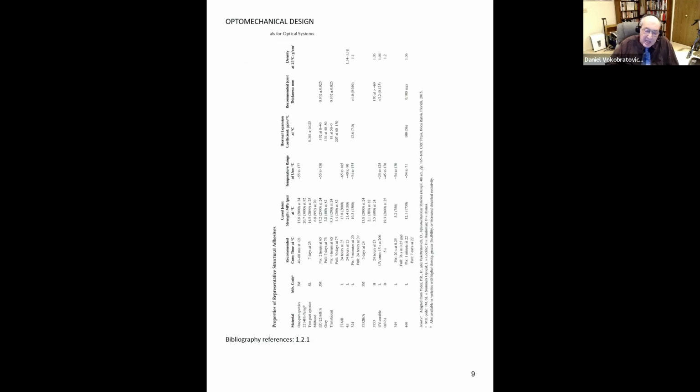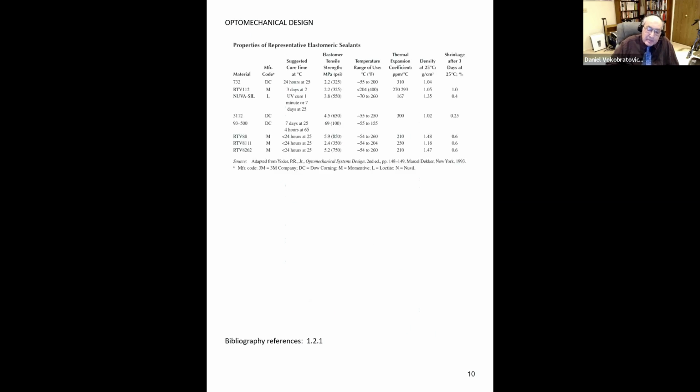is just a brief table of the different types of adhesives that you might want to use in optomechanics. I apologize if your favorite adhesive isn't in this table. It's here mostly for tutorial purposes, as is the table in the next slide, which again shows some properties of representative elastomeric sealants. Again, I'm not going to dwell too much on this. This is just here for tutorial purposes to give you some flavor for the properties of representative adhesives. The next slide.